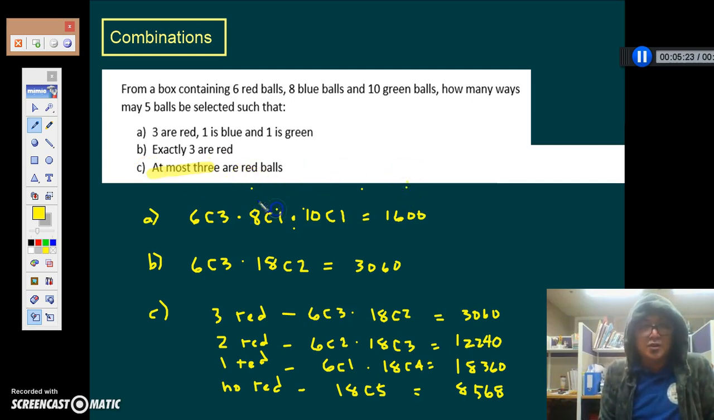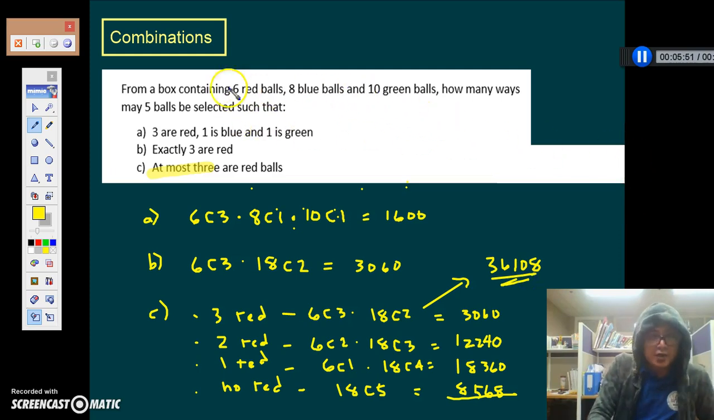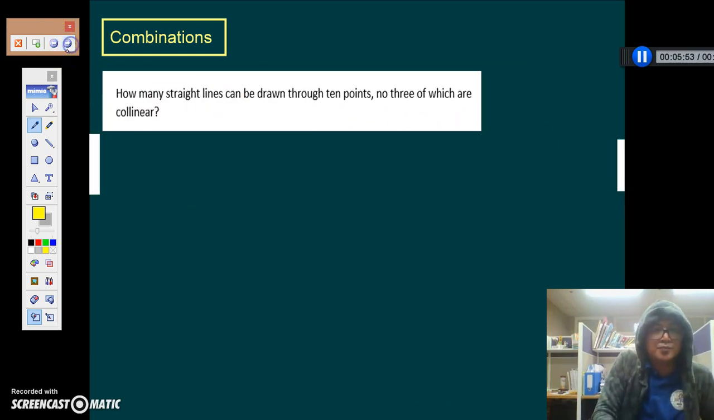So now to answer the question, letter C, how many ways when we select 5 balls if the balls selected contain at most 3 red balls, simply add all these cases up. So addition rule applied. So we have 8,568 plus 18,360 plus 12,240 plus 3,060, and that'll give you the total. So just add this up. The answer to letter C would be 36,108 ways. Okay, now let's have the next example.